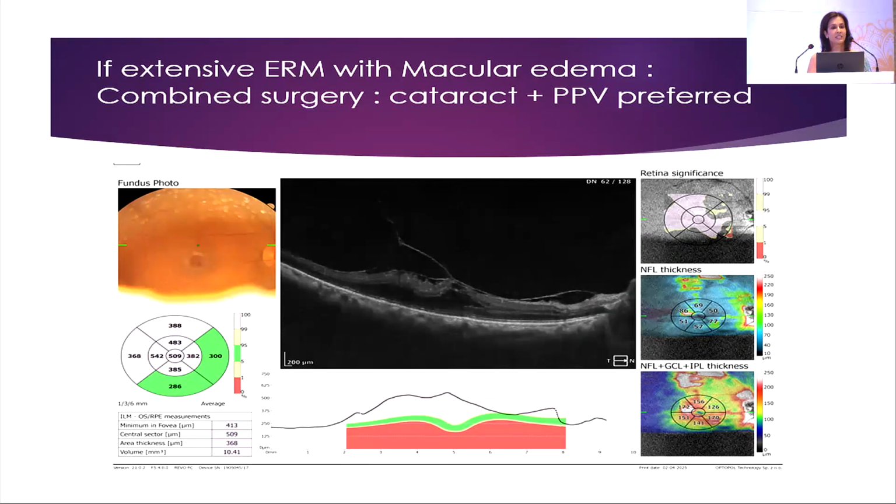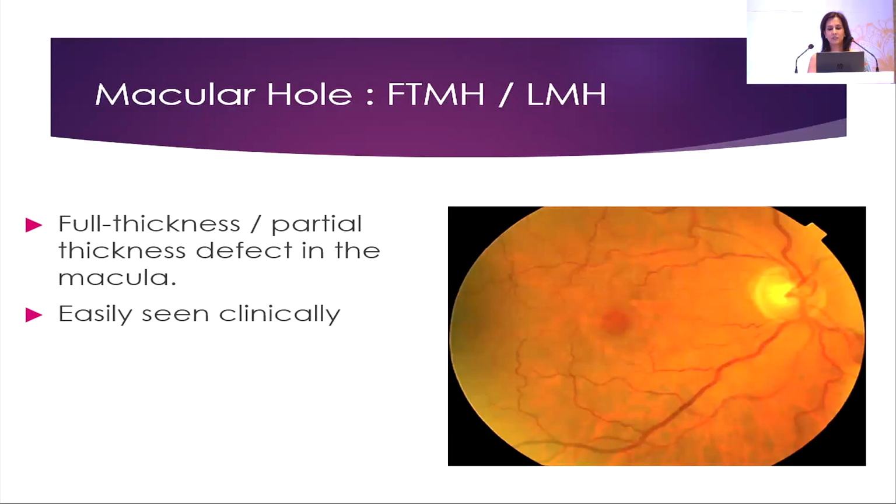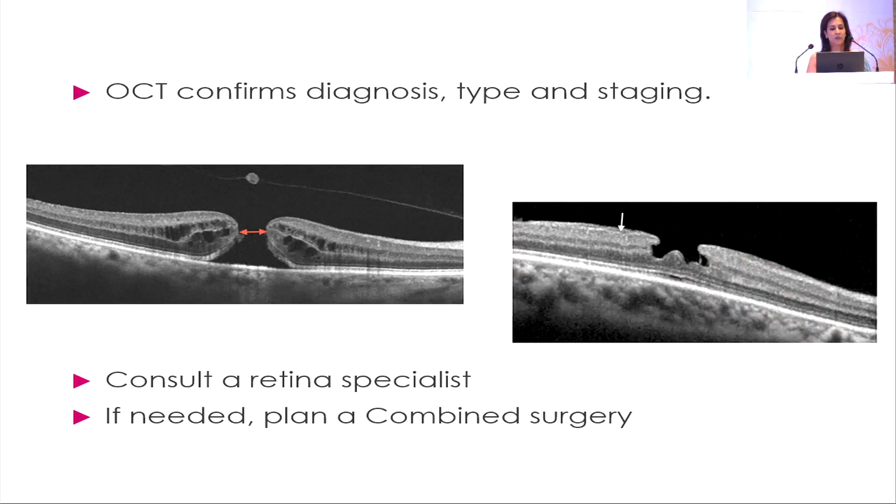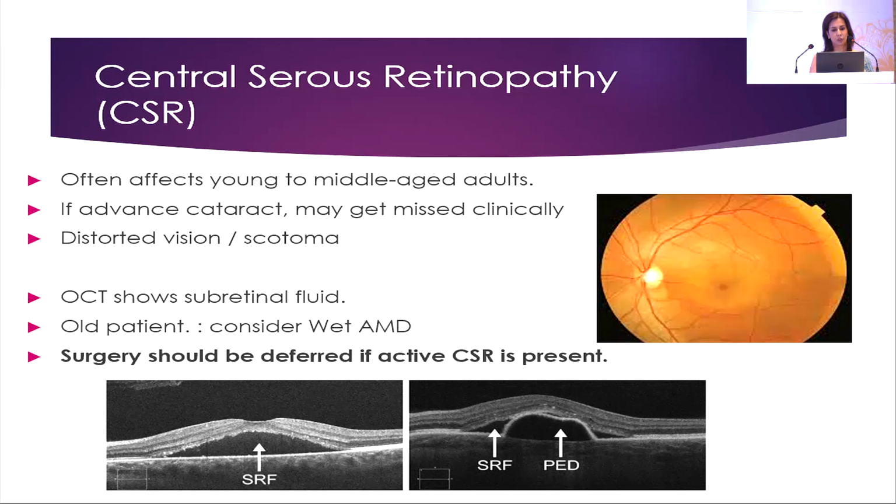And if there's an extensive ERM, you have to go for a combined surgery, involve a retina colleague, and only then, because the cataract may not help. Macular hole is very much visible clinically, whether it is full thickness or lamellar hole or it requires treatment. Again, if it requires surgery, consult a retina person and a combined surgery is the better approach.